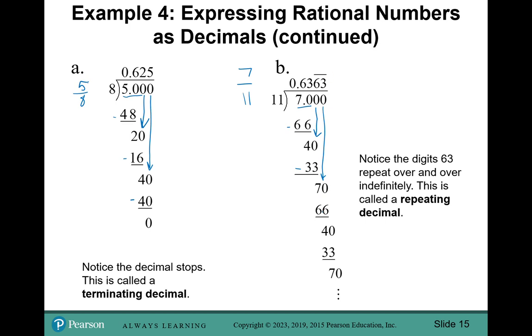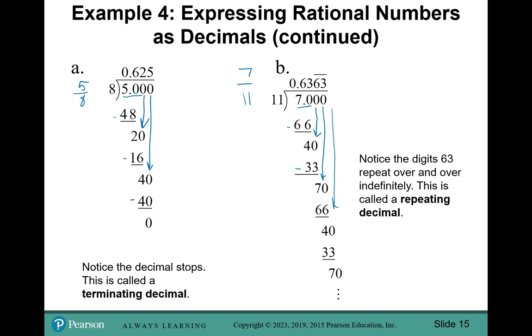But if I do 70 minus 66 here, I'm left with 40, which is what we had before. I continue to bring zeros down, and I have this recurring pattern of 6 3 6 3 6 3. Notice the digits 63 repeat over and over indefinitely. This is called a repeating decimal.